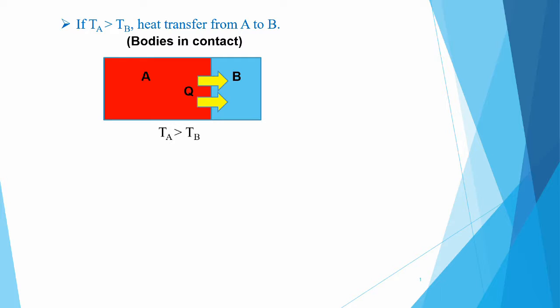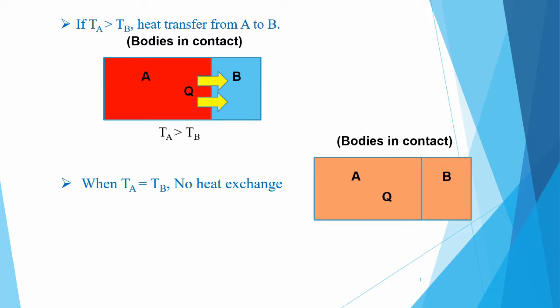If temperature A is higher than temperature B, heat transfers from A to B. Body A, which loses heat, decreases in temperature. Body B, which gains heat, increases in temperature. When temperature A is equal to temperature B, there is no heat exchange. This condition is called thermal equilibrium.